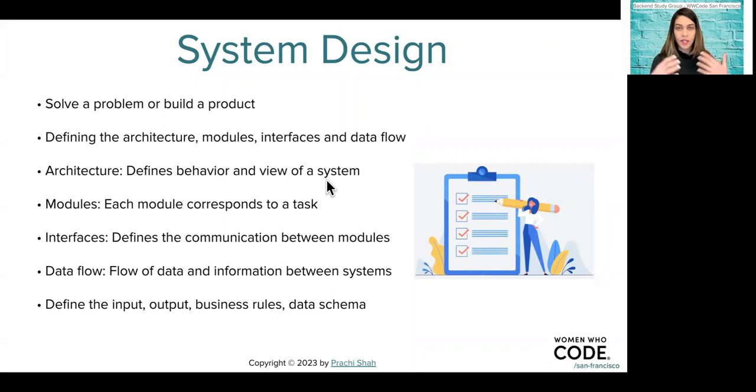And data flow: every system deals with some kind of data collected from the user or from different systems. So in system design, something which is very important is the flow of data and information through your system between different modules and also between systems. So in system design, you want to define the input, define the output, determine what the business rules or business logic is, and also the data structures and data schema.